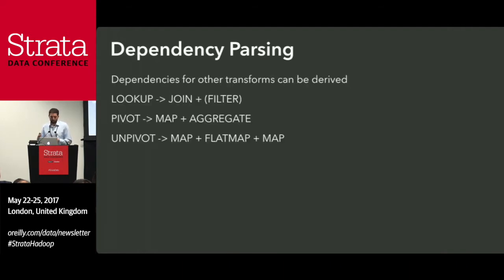And just to give you an example of how this works, if we look at some transformations, such as a lookup, that can be implemented as the dependencies for a join, possibly with some post filtering. Pivoting can be done through a map side operation followed by an aggregate, and so on. So this allows you to build up these graphs very easily for any kind of language for processing data.